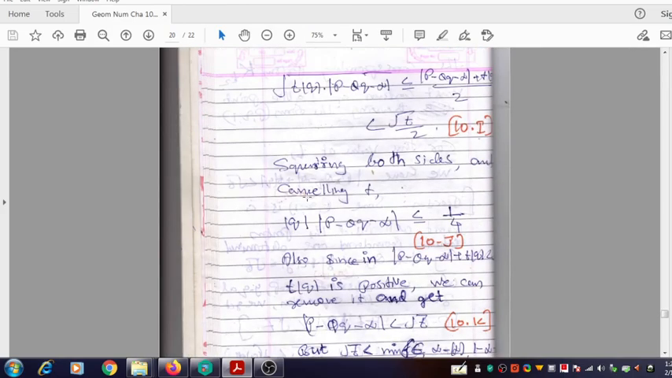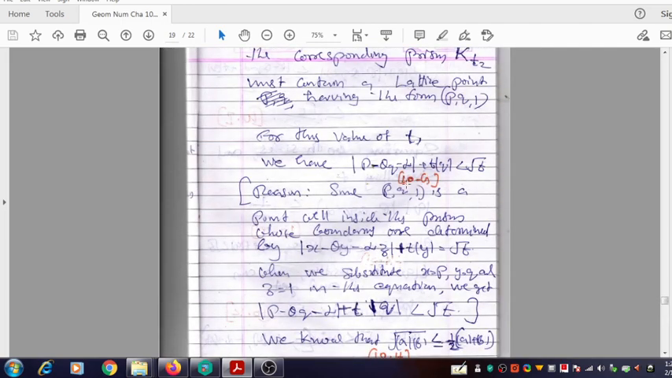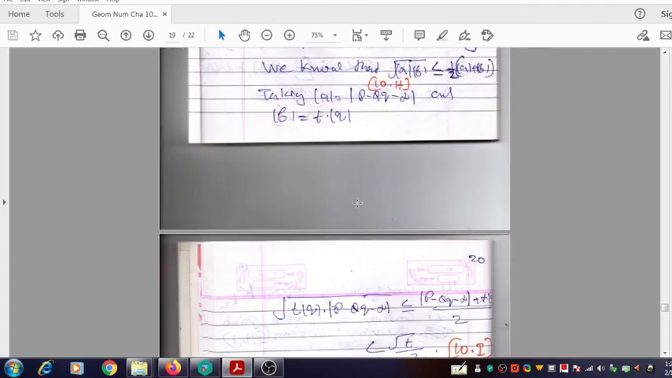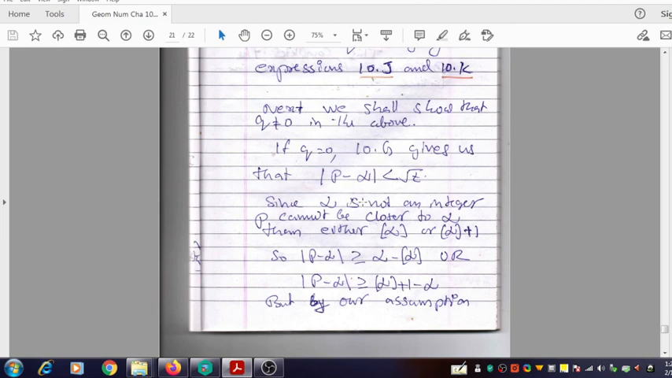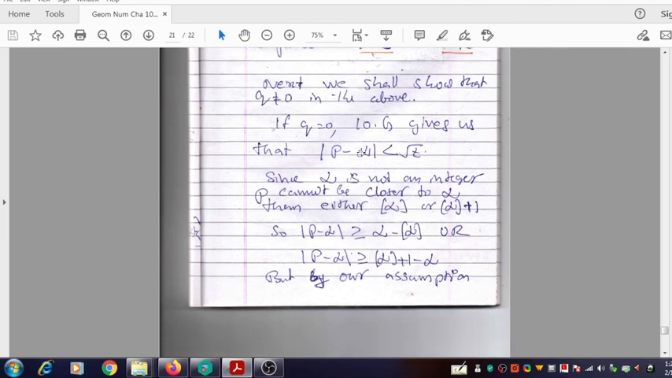Now what happens to this expression when we put q equal to 0? It reduces to modulus of p minus alpha plus t into, and that also becomes 0. So modulus of p minus alpha is less than root t. That is the situation when q equals 0.